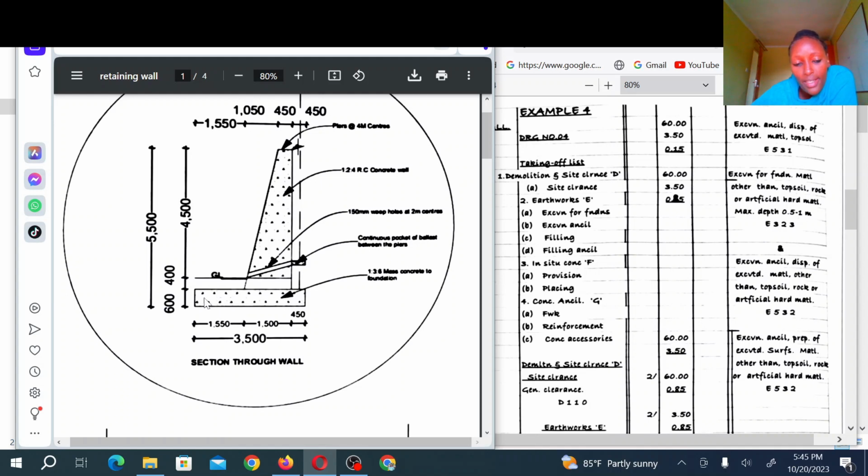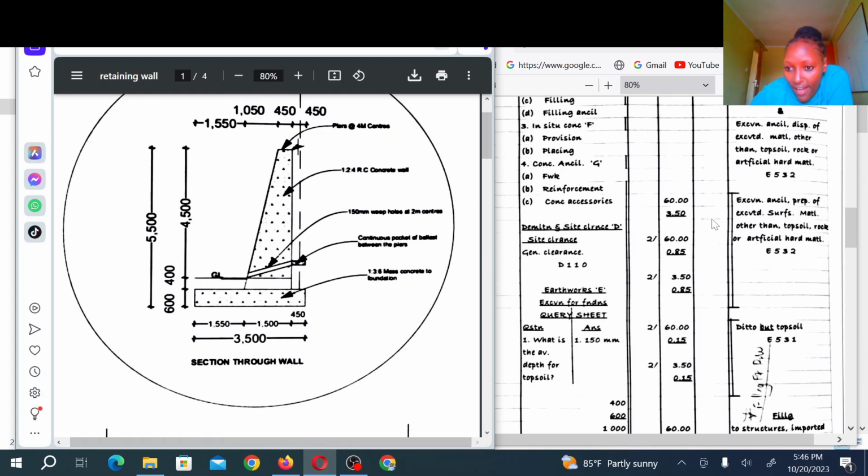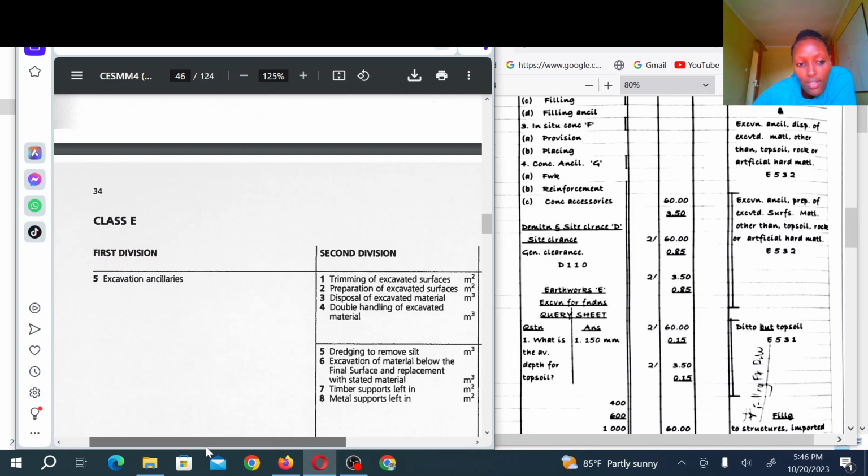We need to compact the ground so that it can receive foundation concrete. So for that part of preparing the excavated surface, we shall take off that one as excavation auxiliaries, preparation of excavated surfaces, material other than topsoil. Let's go to the CESMM. Everything we get from CESMM.